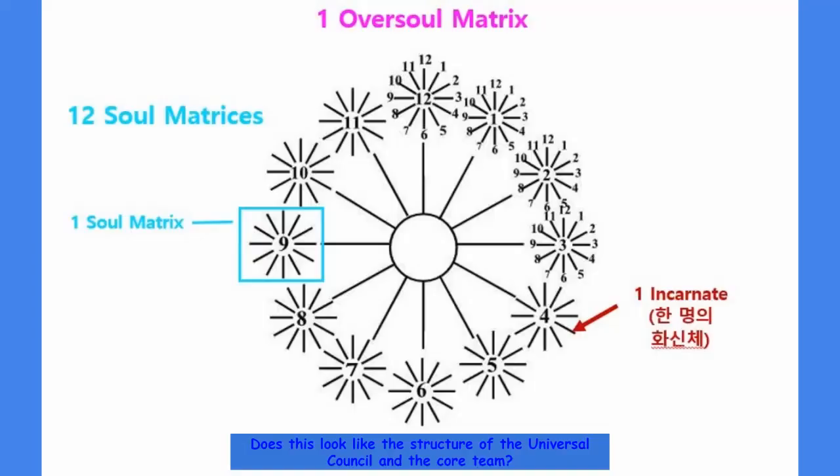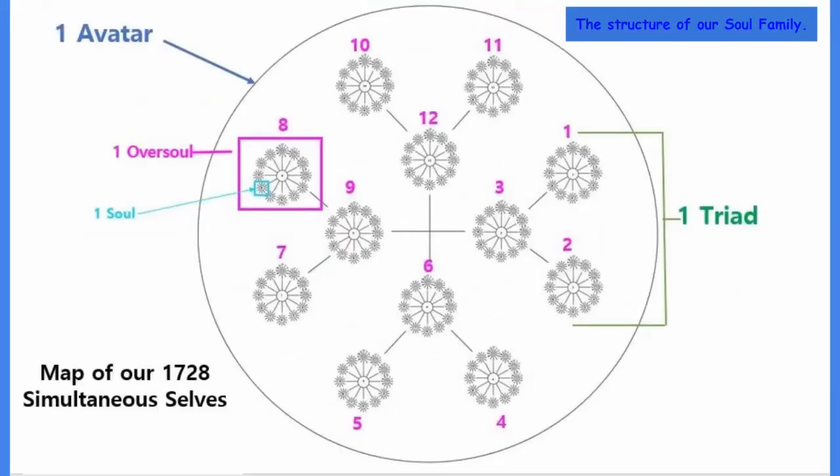Does this look like the structure of the Universal Council and the core team? This is the structure of our one oversoul matrix. This is a map of our 1,728 simultaneous cells, the structure of our soul family.